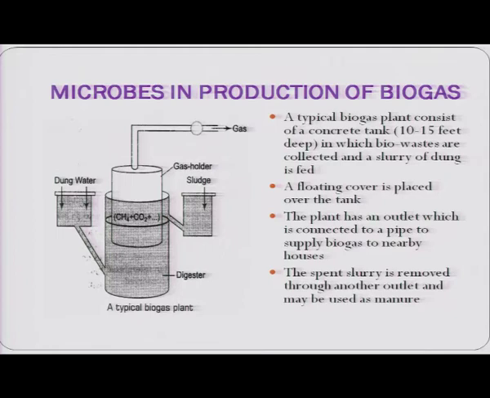It can be sent to the houses through pipelines which can substitute the chulhas, and similarly the sludge is used as manure, which can be again used in the agricultural farms. So, we are getting two useful products from a simple biogas plant. Biogas, like any other gas, can also be compressed in cylinders and can be used for various purposes.